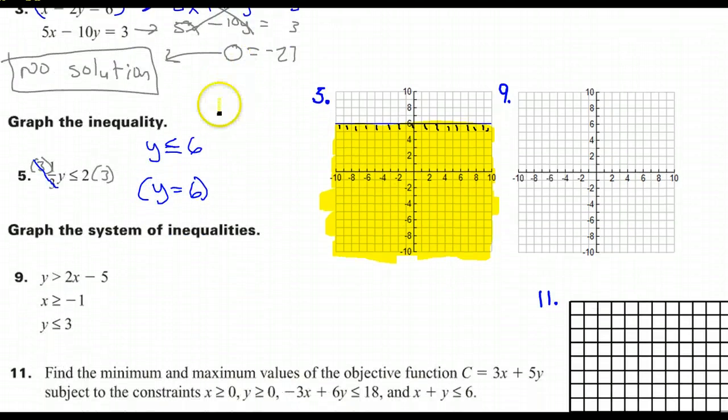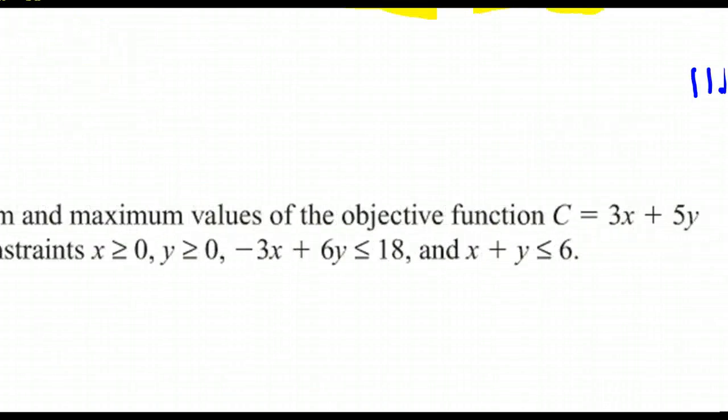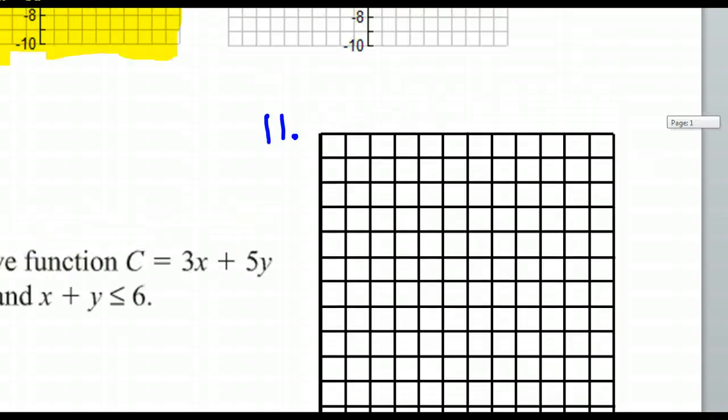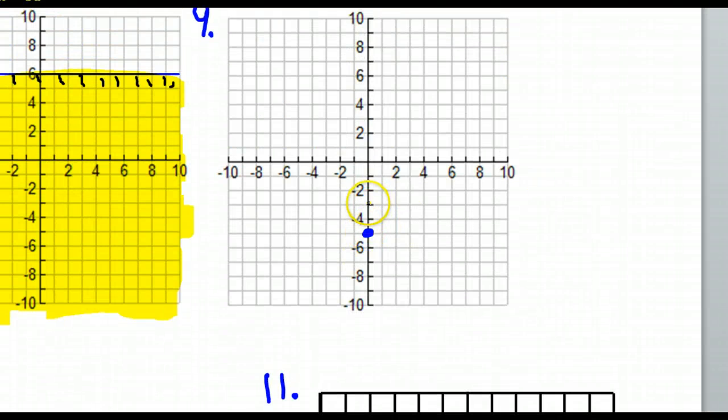Moving on to number 9, graphing the system of inequalities. All right, so let me color code. I'll graph this one in blue. When I think about y equals 2x minus 5, what I see is that -5 is my y-intercept, so that'd be right there. And then the 2 is the slope, so that's like 2 over 1. That means it's going to be up 2 over 1, like this.